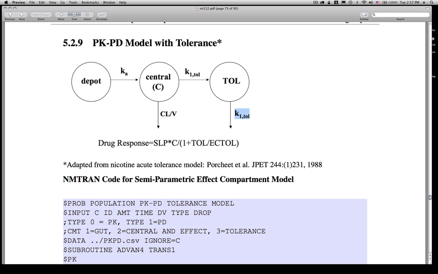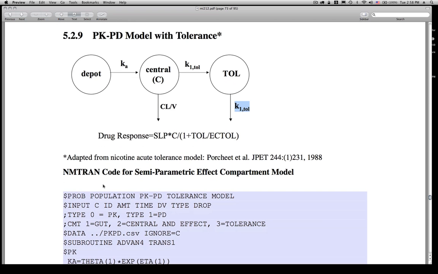So this has been used in a few cases. Porcher et al. used this to describe tolerance to nicotine effects on heart rate. And that's a classic paper describing this sort of relationship. It's also been used to describe tolerance to nitrates in angina. It's a pretty simple way to do this, but it does make some assumptions. One, that the response is linear, and that the tolerance response is a linear relationship to the concentration.